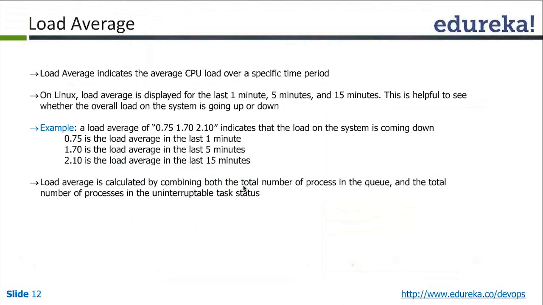So load average is calculated by comparing the total number of processes in queue and the total processes in the uninterruptible task status. That's how it is calculated internally. Now, what I want to tell you is for monitoring, I said everything will have to get connected to a monitoring system, right?